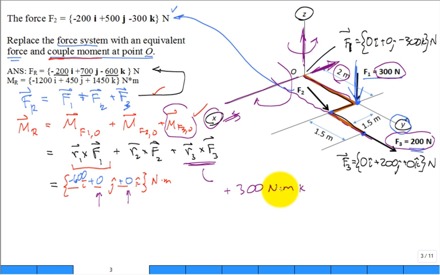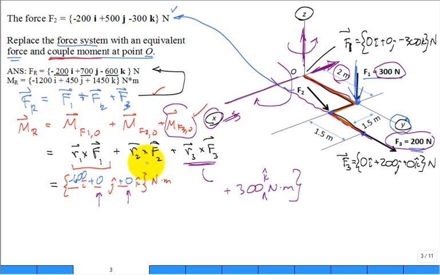K. Maybe I should put the K right there. K. There you go. 0I, 0J. Now, I would encourage you to do it both ways, kind of a scalar analysis, as well as set it up with R cross F in a matrix and do the determinant.